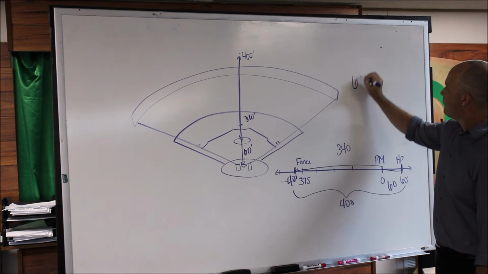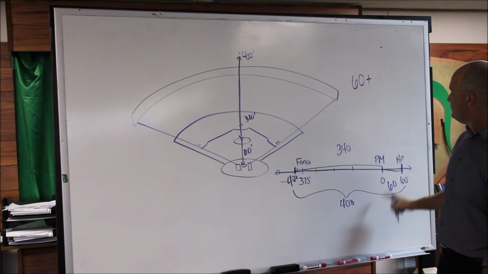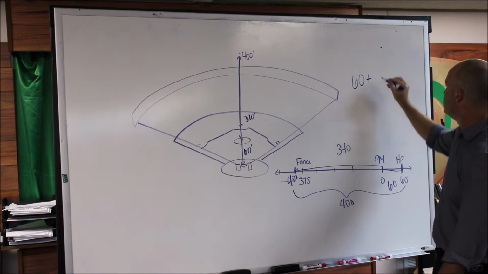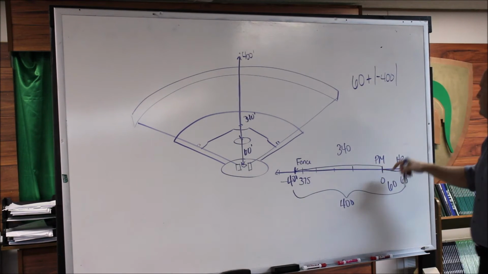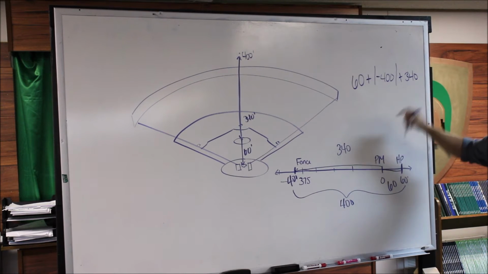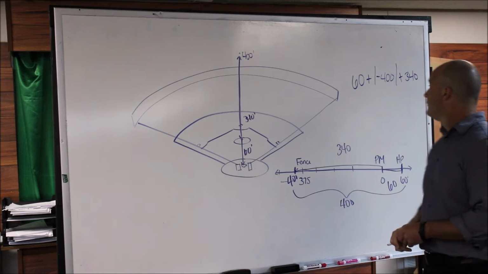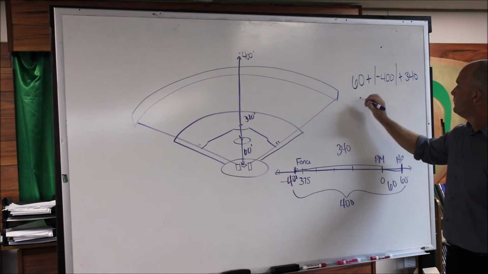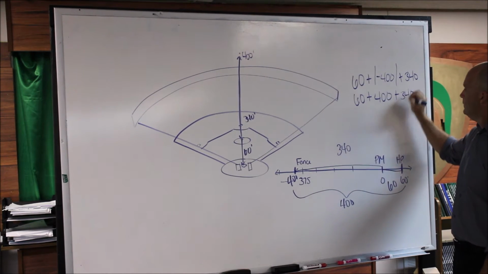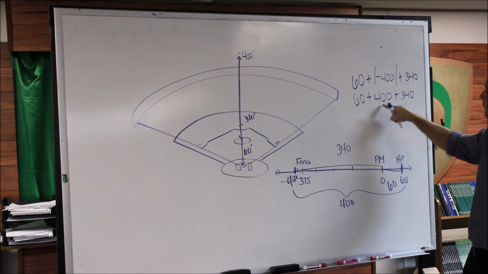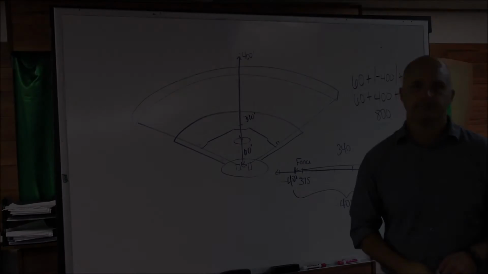So starting from the pitcher's mound to home plate, 60 feet, plus from home plate to the stands, -400 feet, and then back to the pitcher's mound, plus 340. So we got 60 plus the absolute value of -400 plus 340. Go ahead and take care of the absolute value first. So we get 60 plus 400 plus 340. So 60 plus 340 is 400, plus another 400 is 800. So the ball traveled 800 feet in total.